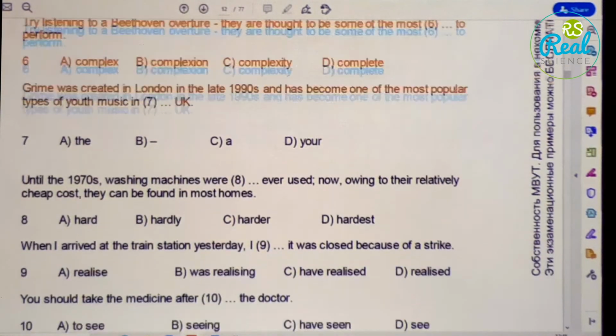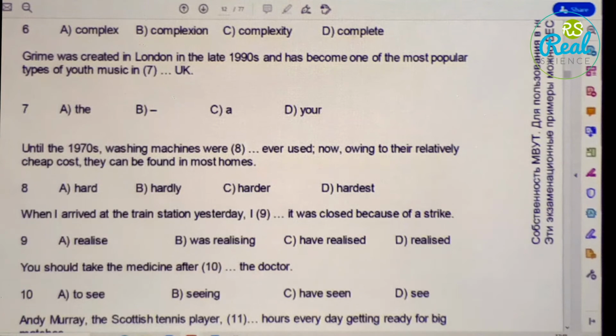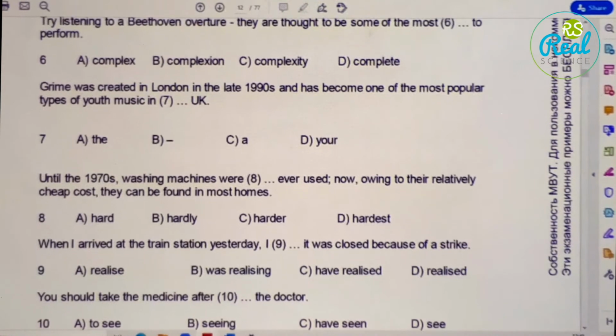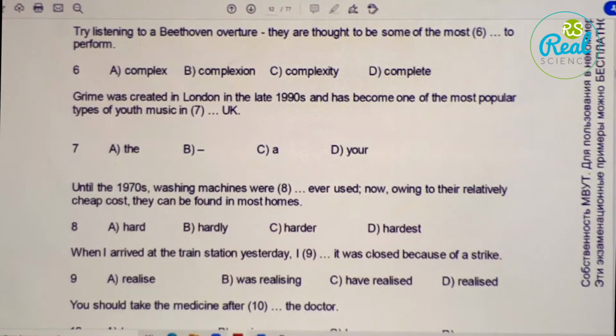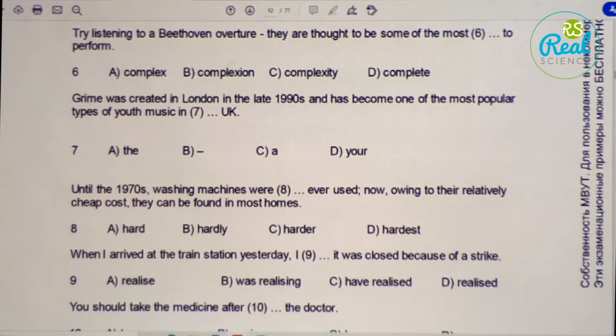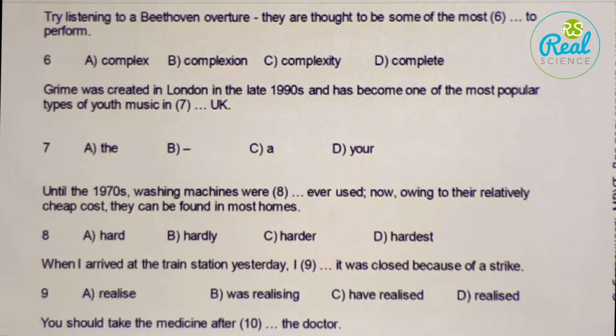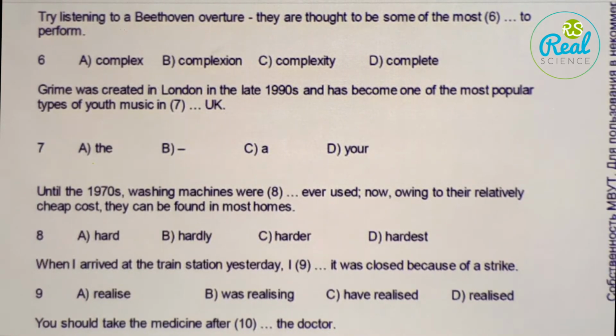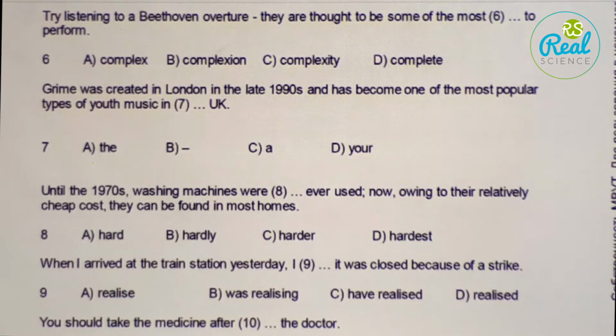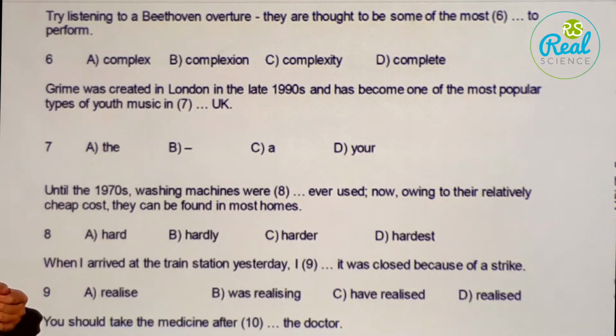Okay, now let's look at the 6. From 6 till 10. 6 is not visible. Okay, wait. This question is not visible. Yes. Now, in that case, from 6 till 9. Okay. Done. Okay, good. Let's check in that case.